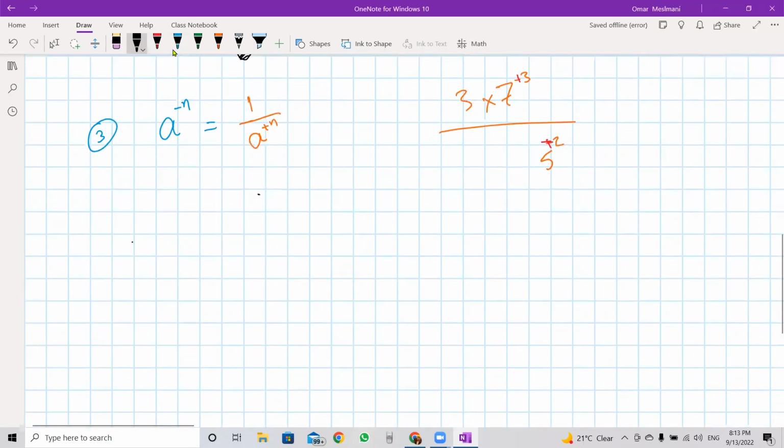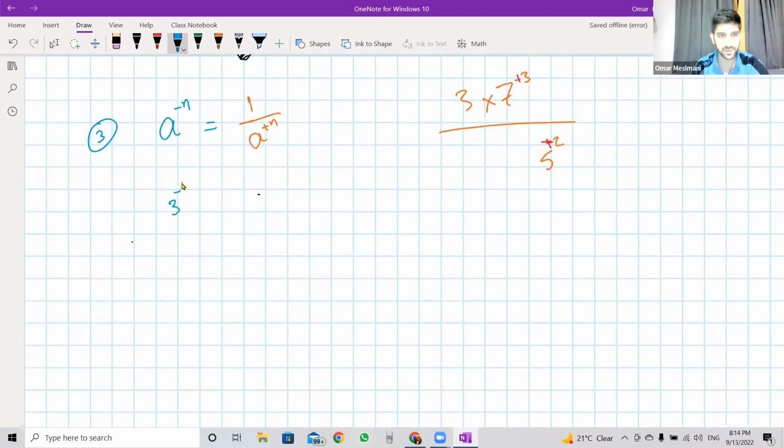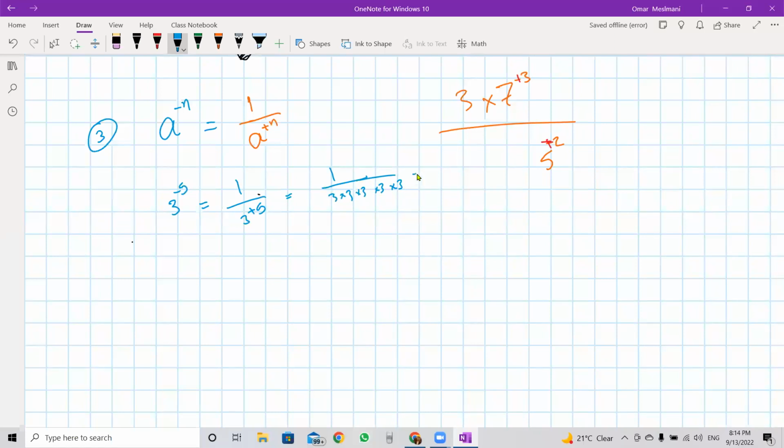Okay. Mr., can you put an example for the 1 over, for example, just put 3 power negative 5. You'd say it's going to be 1 over 3 power positive 5. And the answer is going to be 1 over 3 multiplied by 3 multiplied by 3 multiplied by 3 multiplied by 3. It's 15. So that's rule number 3.